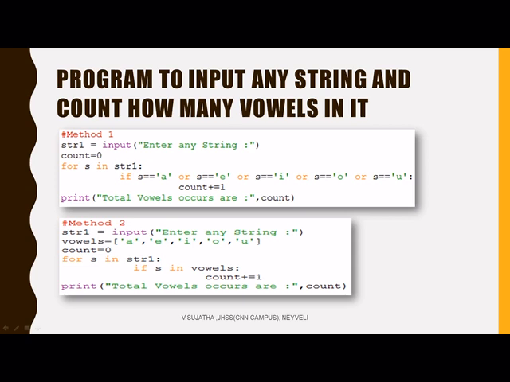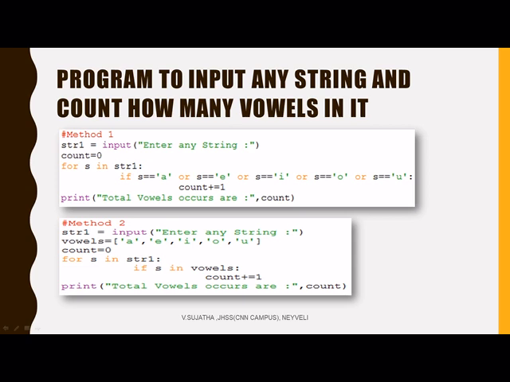This you already know: str1 equal to input, enter any string. Whatever you get through the input function, you get as a string. So now I am getting one string. You can give any word, and that will be stored in str1. Then I am going to count the number of vowels present in that particular string. For that, one counter will be initialized here, count equal to 0.